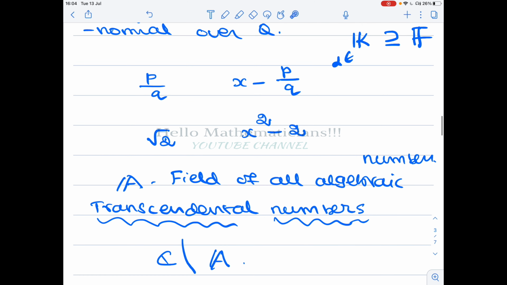Let's collect the set of all algebraic numbers, which we denote by A. Then one can prove that it forms a field. It means that if alpha is an algebraic number, then alpha inverse is also an algebraic number. If alpha and beta are algebraic numbers, then their sum is also algebraic. Similarly, their product is also algebraic. It is a very important result. Please check Topics in Algebra by Herstein, where he has proved this fact very nicely. The set of all algebraic numbers forms a field.